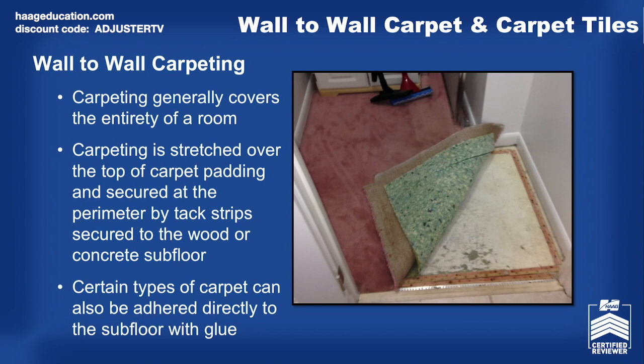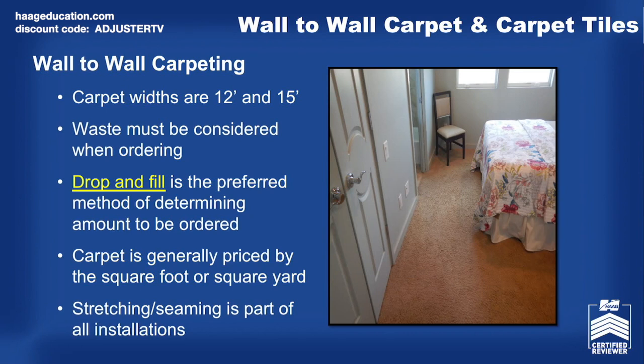Certain types of carpet can also be glued down directly to the subfloor. Wall-to-wall carpeting is typically sold in 12-foot and 15-foot rolls. So when you order, you must consider waste. Waste can be calculated in several different ways. Drop and fill is a preferred method to determine how much waste is needed. Drop and fill is a method that we're going to talk about some more on the next slide.